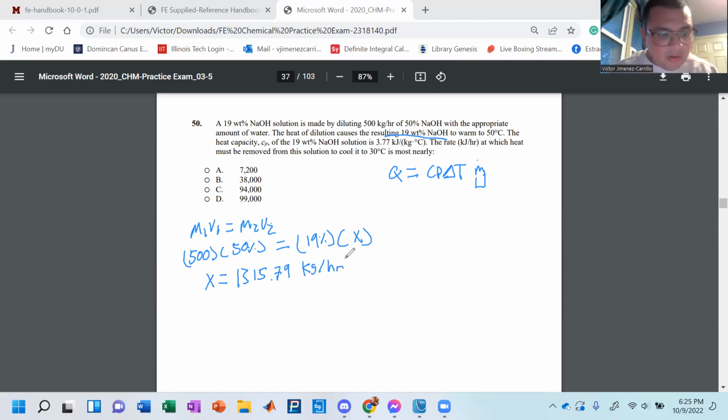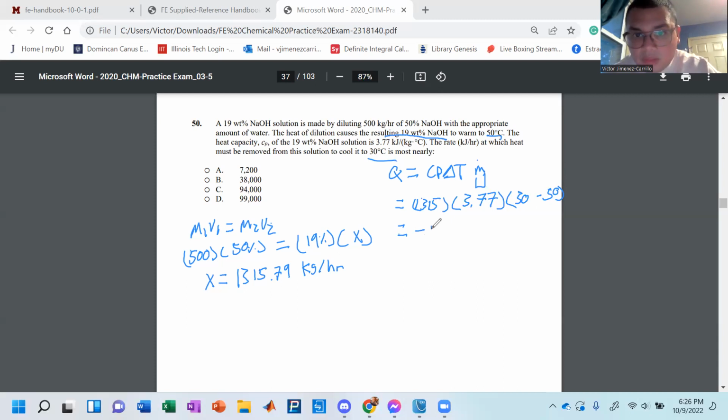which is great. Now, you're looking for the rate of heat lost. Now, it's easy. Just use your equation mCp delta T. So here, you would take that 1,315 kilos per hour, multiply it by your Cp, which is 3.77, and then multiply by the change in temperature. It starts at 50, and you're looking for the heat that cools at 30, so it'd be final minus initial, 30 minus 50. It'll give you a negative number, which makes sense because you're looking for the heat that has to be removed from the system. Just absolute value that, and you'll get the right answer.